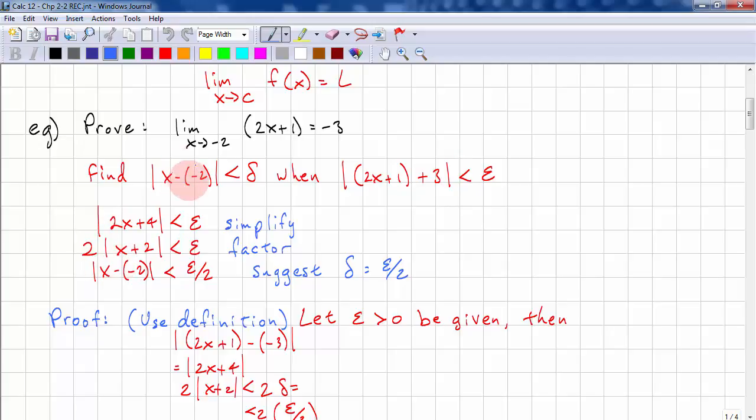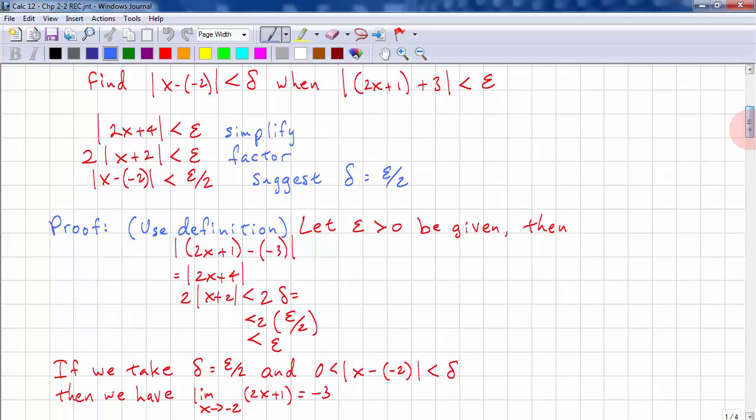We factor so that it looks like this. So we have 2 times the absolute value of x plus 2 is less than epsilon. And this is actually x minus c, we just have to change it to x minus -2. We bring the 2 over to the other side, so it's epsilon divided by 2. This tells us that delta is epsilon divided by 2.